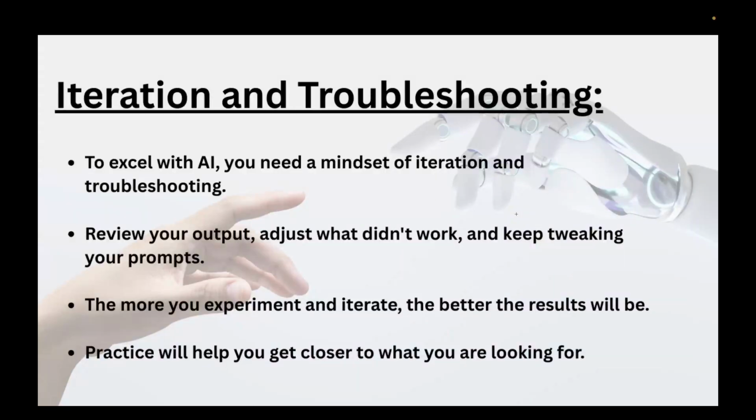So here we are. The first thing that you need to keep in mind while working with any kind of AI, not even just ChatGPT, but any other AI that you are working with, any generative AI, is that you need to have an iteration and troubleshooting mindset. What do I mean by that? Basically, you need to review the output which the generative AI is generating, adjust what didn't work, and keep tweaking your prompts each and every time. The more you experiment and iterate, the better the results will be. Practice will help you get closer to what you are looking for.